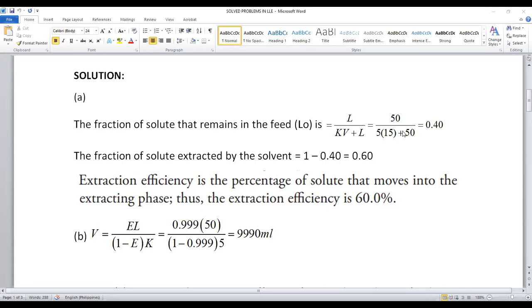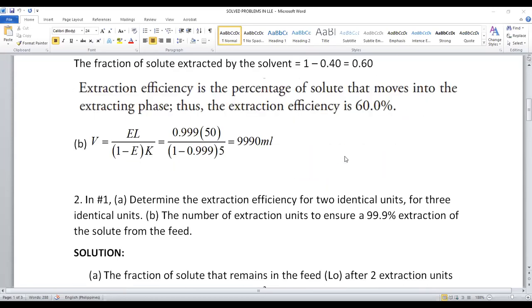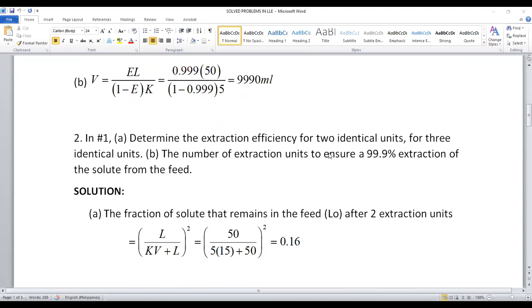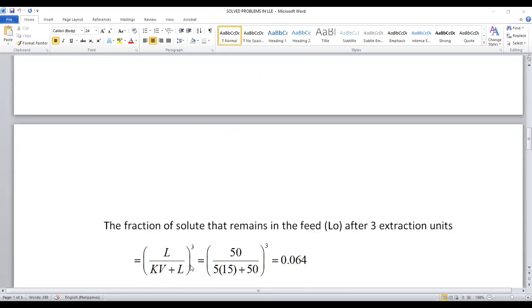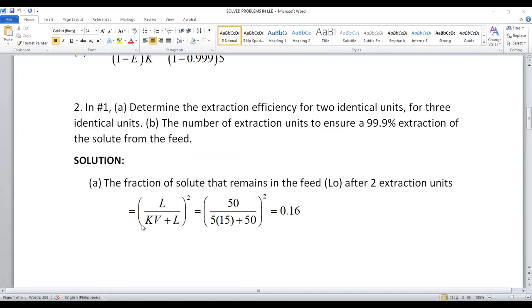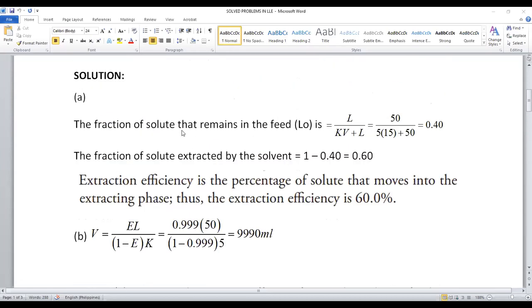If you want a formula that is generic for n extraction systems, this rational expression should be raised to n, where n is the number of extraction systems. So this is what we're going to do here. For 2 identical units and for 3 identical units, you use the same formula, but of course you raise it to 2 for 2 identical units and to 3 for 3 identical units. So what is this formula? This is the fraction remaining, just like this one.